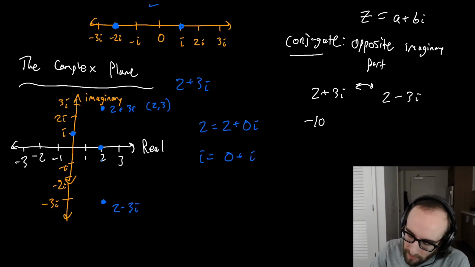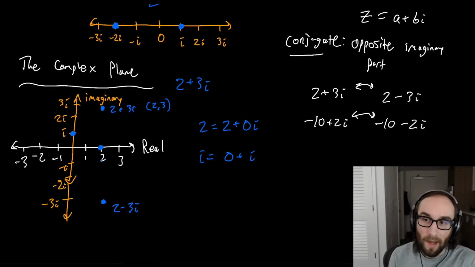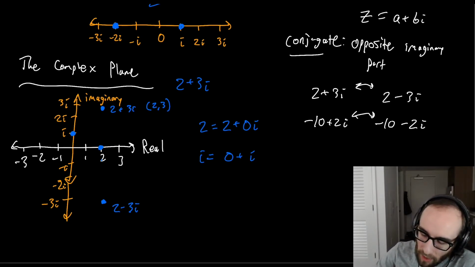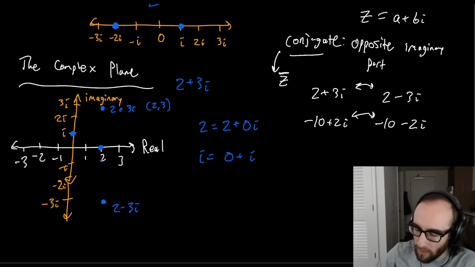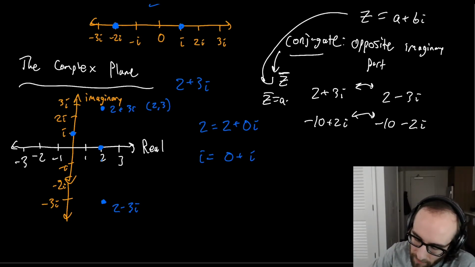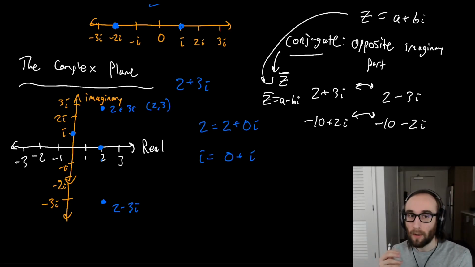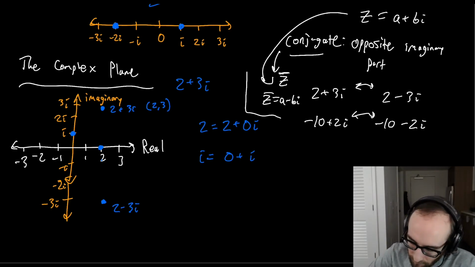If we had negative 10 plus 2i, here again we keep the real part the same, negative 10, and then we subtract 2i. So just taking the opposite imaginary part. And when we talk about conjugates, we use the format z bar. So we have a little bar on top of z, and that is the conjugate of z. If we had a plus bi, z bar would be a minus bi. Okay, so that's what we mean when we talk about conjugates.